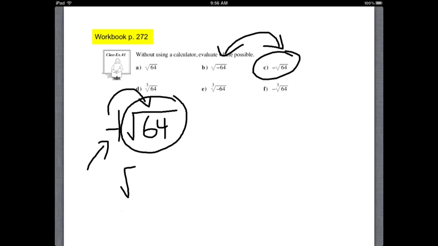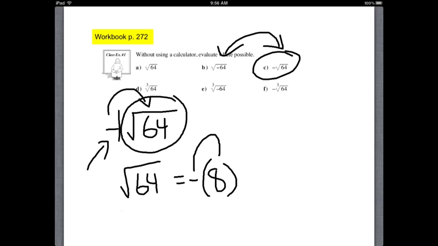Alright, so the square root of 64 is going to be 8. Now all you need to do, and this is why I put brackets in there just to remind myself, is multiply that negative by whatever's in the brackets. Your answer in this case is going to be negative 8.